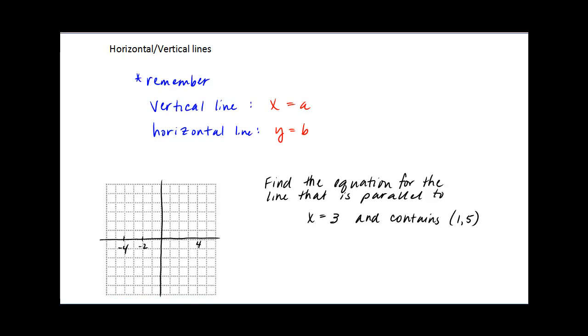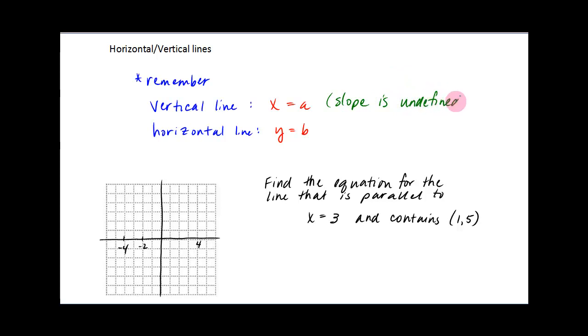Now, remember, horizontal and vertical lines are very special lines. A vertical line has the equation x is equal to a. And remember, a is that one spot where it's crossing the x-axis. A horizontal line is written in the equation in the form y is equal to b. What do I know about a vertical line? I know that its slope is undefined.